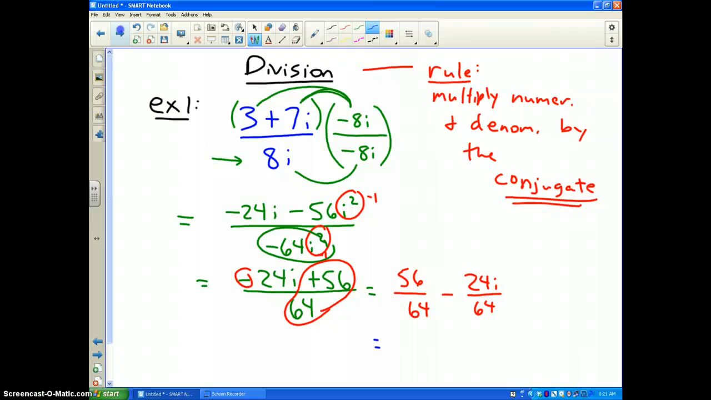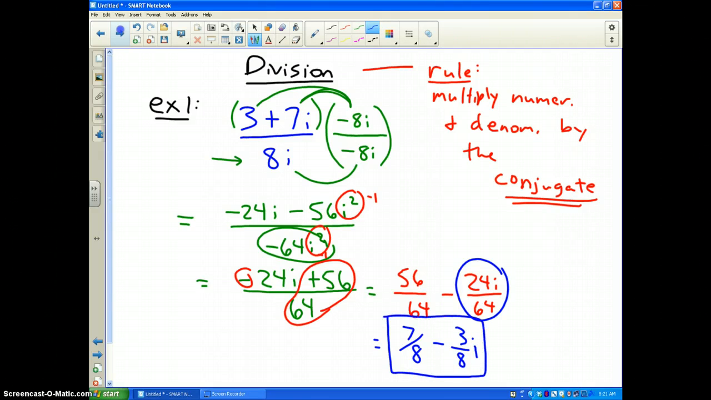7/8 minus, and then 24 over 64 becomes 3/8 times i. And that is how you simplify this particular problem. And that's what you do when you multiply by the conjugate.